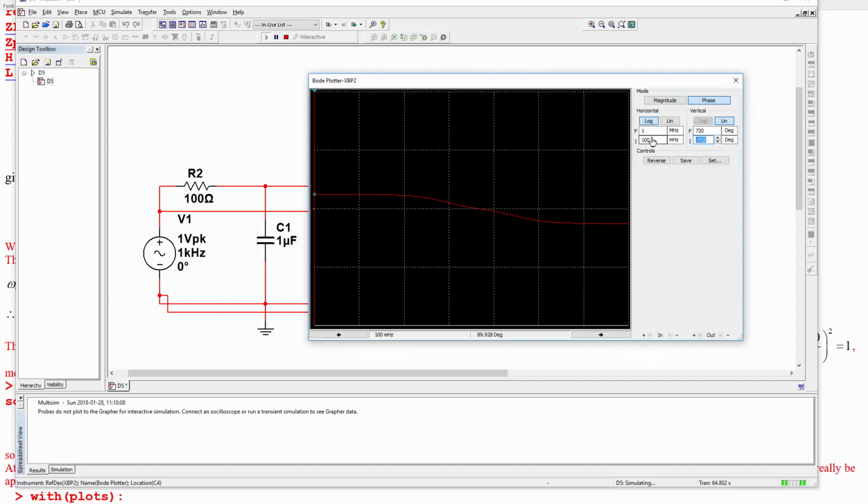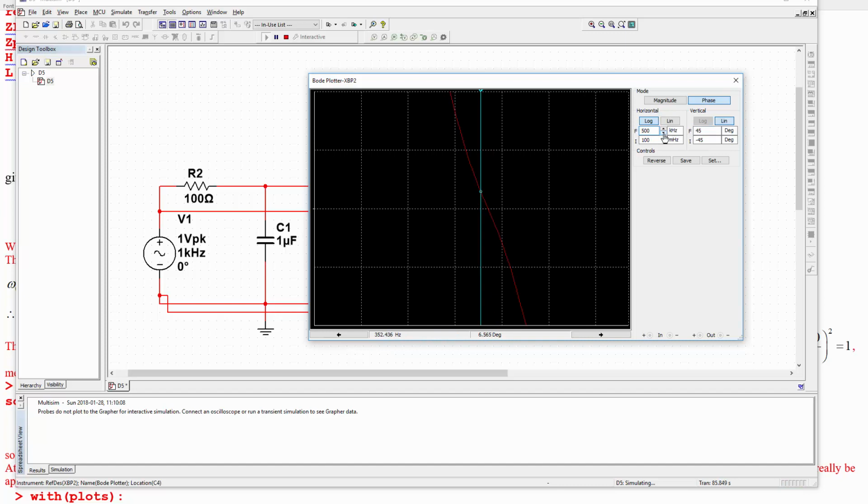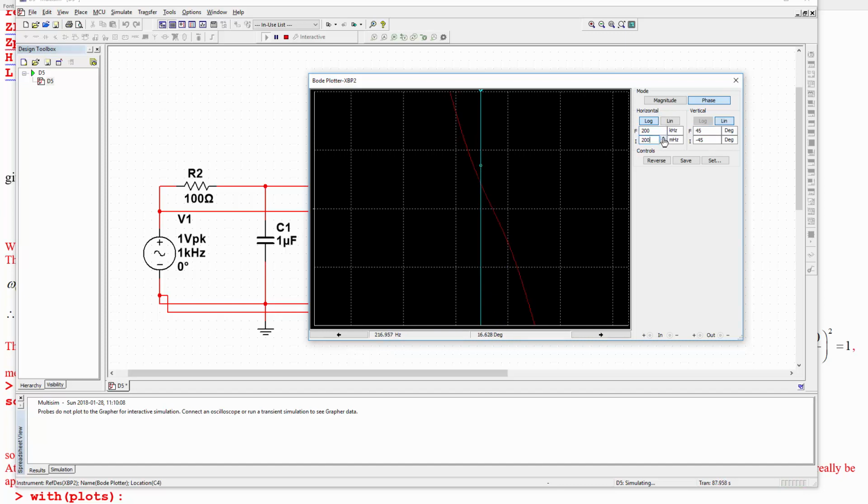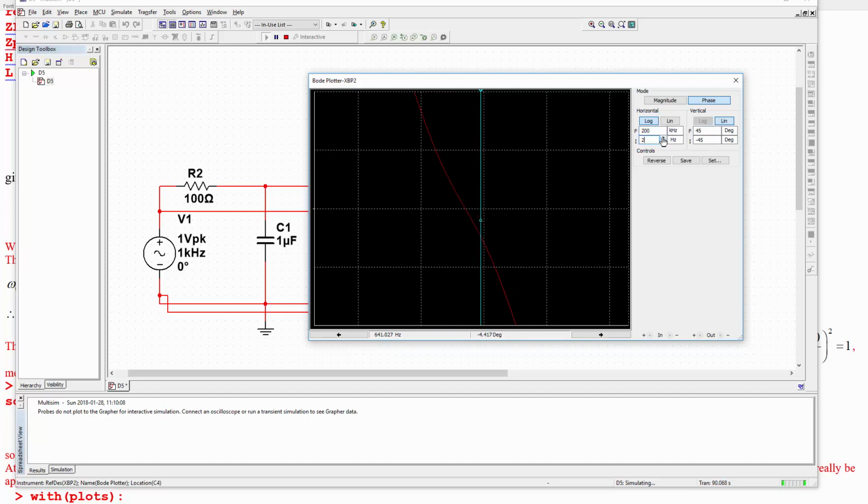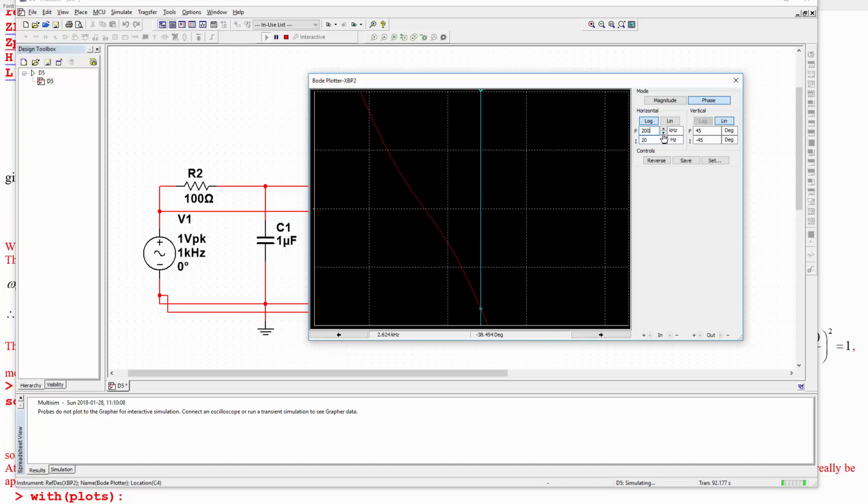Let's just go from negative 45 degrees to 45 degrees. And right in the middle there, 505 hertz. Great. And we could also narrow the range of frequencies to get closer to the ones that we're looking for.